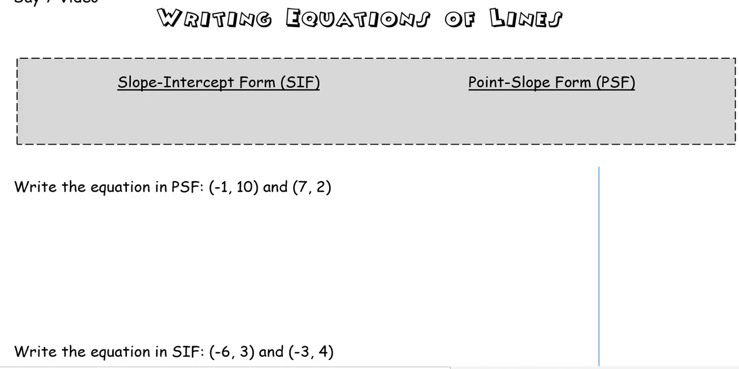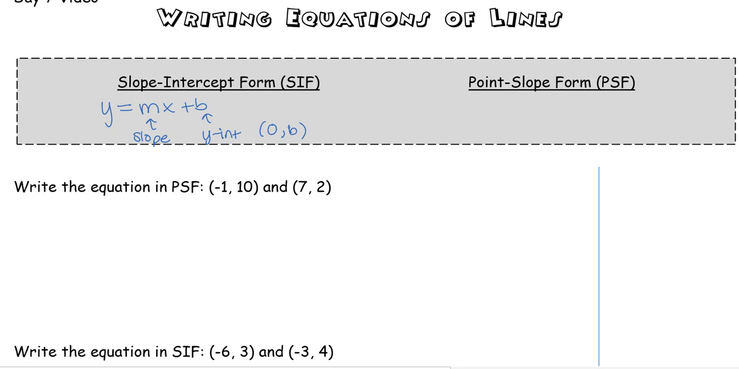In today's video, we are going to review how to write the equations of different lines. And you've learned two different forms. The first one is slope-intercept form. And slope-intercept form is going to be y equals mx plus b. And we know that m is going to be the slope of the line, and b is going to be the y-intercept. The y-intercept is always when x is 0, so it's always (0, b) in coordinate form.